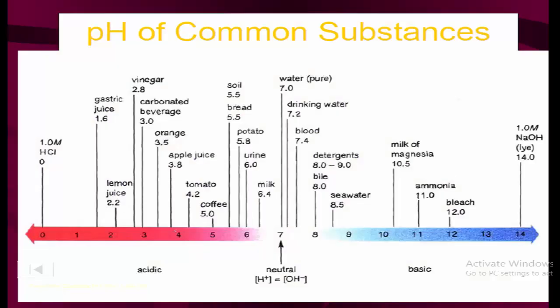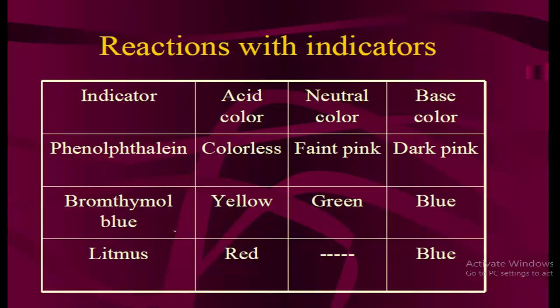Then the pH of common substances is also given. So HCl, gastric juice, vinegar, orange, apple juice, all these things are given. Just go through these things. And reactions with indicators. Certain substances have the ability to show a color change in acid and in base.